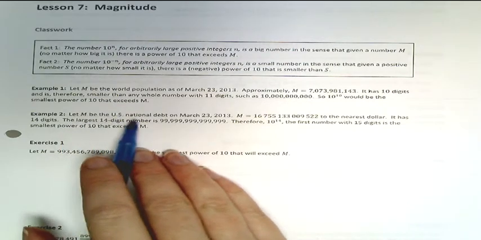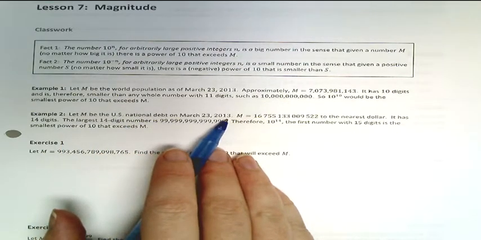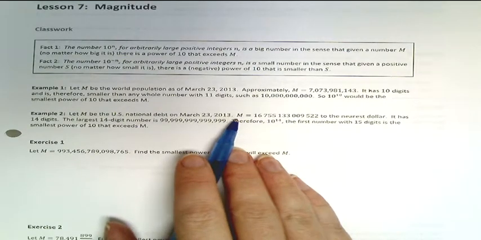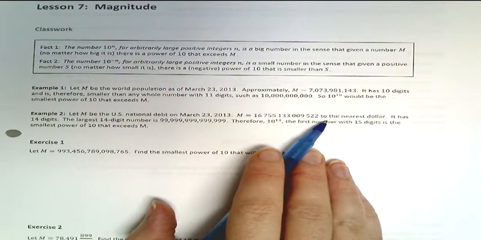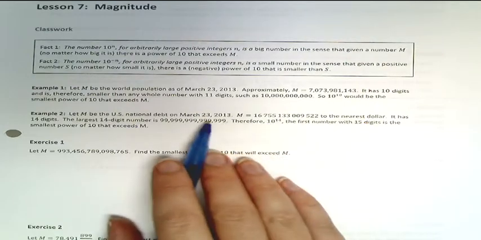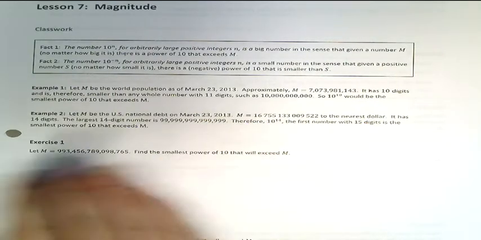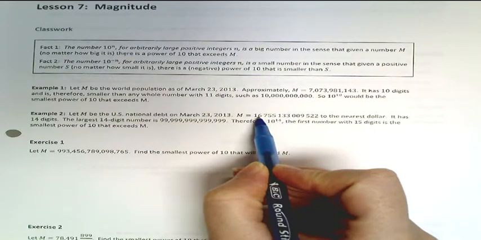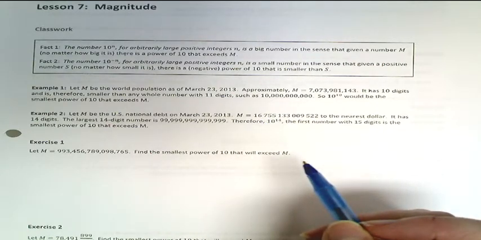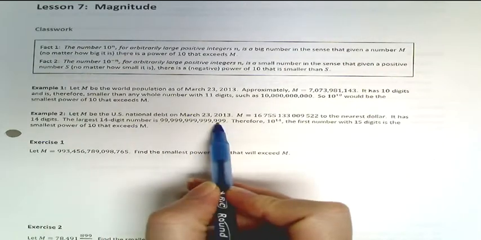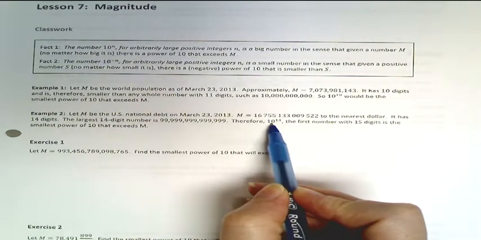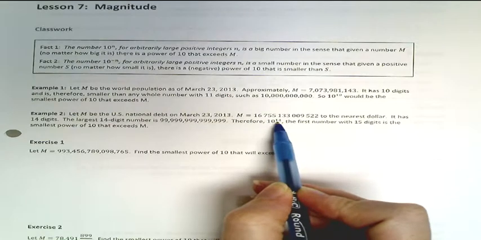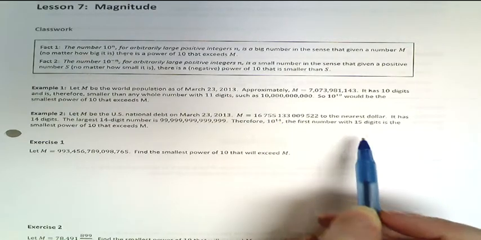Let M be the U.S. national debt on March 23, 2013. Again, denoted by M, it's this big number. I'm not going to pronounce it, to the nearest dollar. So let's look at that national debt, how many digits it has. It says right here it has 14 digits. We can take a look. We have 3, 6, 9, 12, 13, and 14. 14 digits. The largest 14-digit number is this one. The first number that will exceed it will be the 14th power of 10, because 10 to the 14th will give us a 15-digit number.